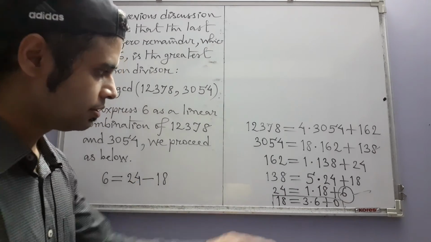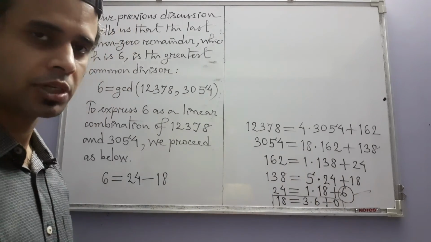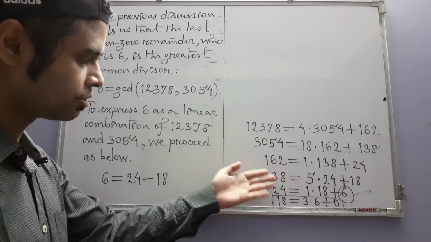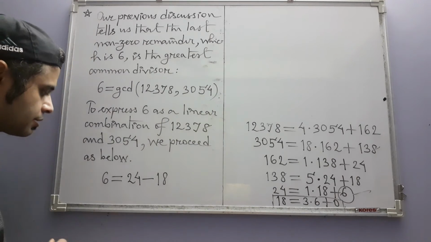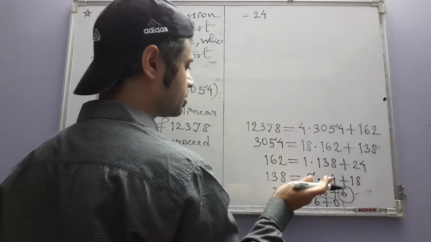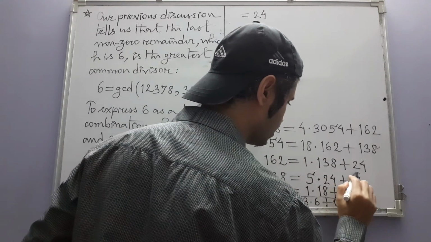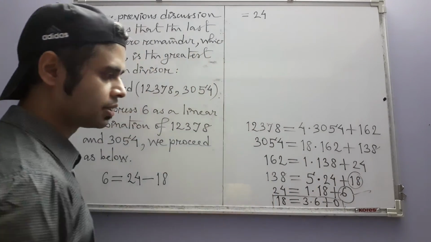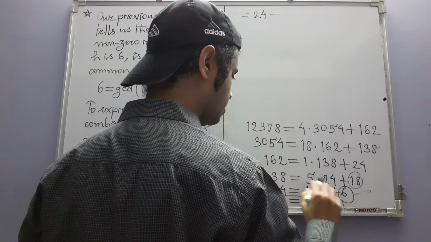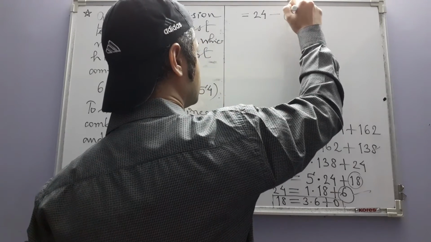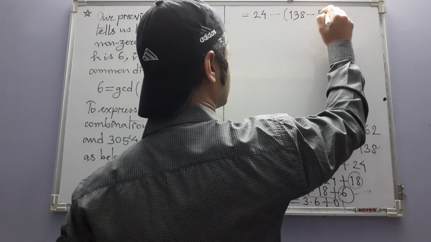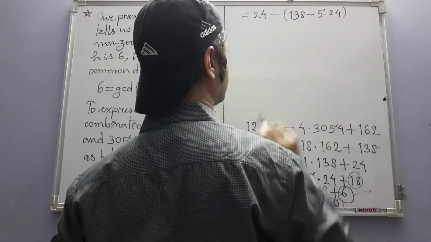We have used this equation, so we have expressed 6 as a linear combination of whatever we had in this equation. So this equation is gone. Next, you use the equation above that and express 18 in terms of the remaining things. So 24 minus 138 minus 5 times 24.